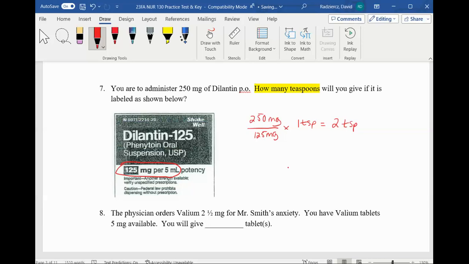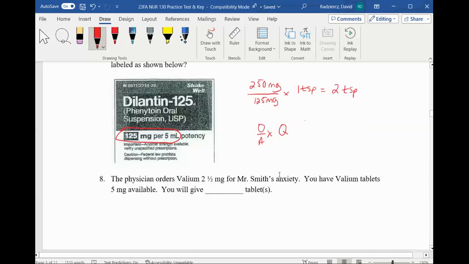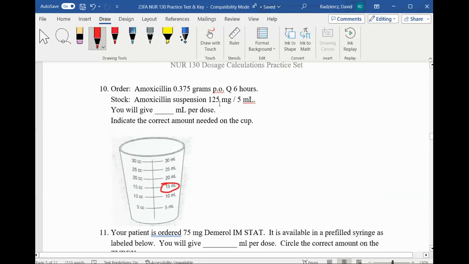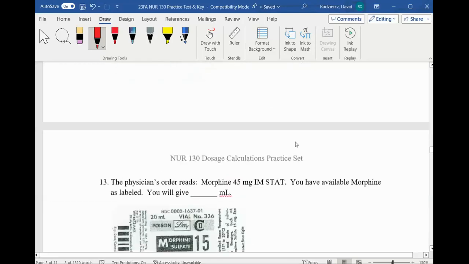The reason I'm calling this out is because, especially in the 110 test, the thing that was commonly missed was that everyone knows how to do order over available, but everyone forgets that the whole equation is order over available times quantity. Don't forget to multiply by your quantity. Sometimes it's 1 milliliter, sometimes it's 5 milliliters, sometimes it's 2 milliliters, sometimes it's 15 milliliters. Here's another example, well, this is basically the same thing. I thought I had another example.